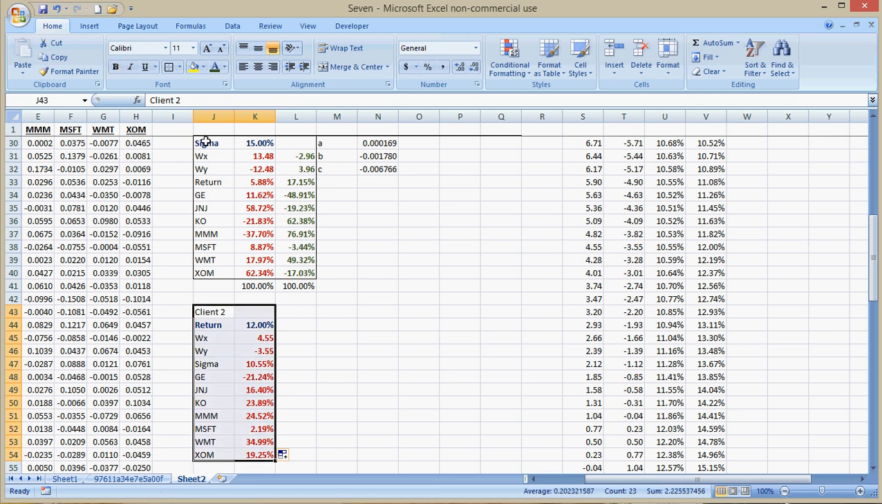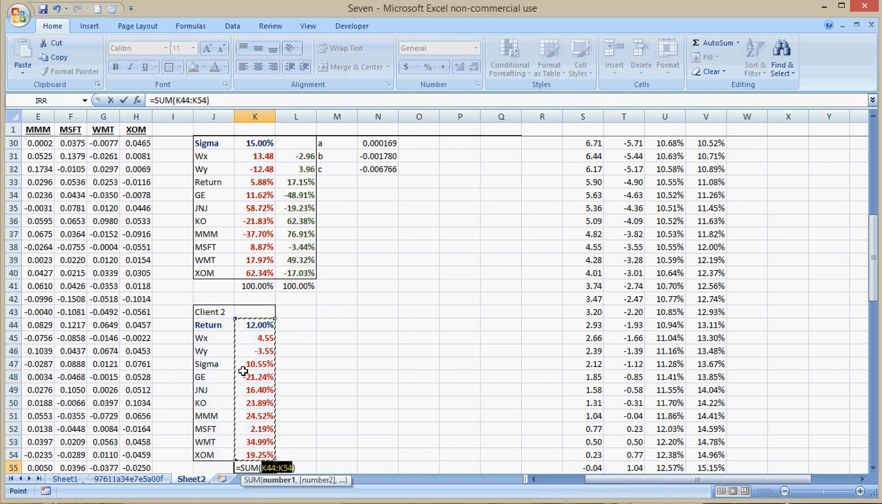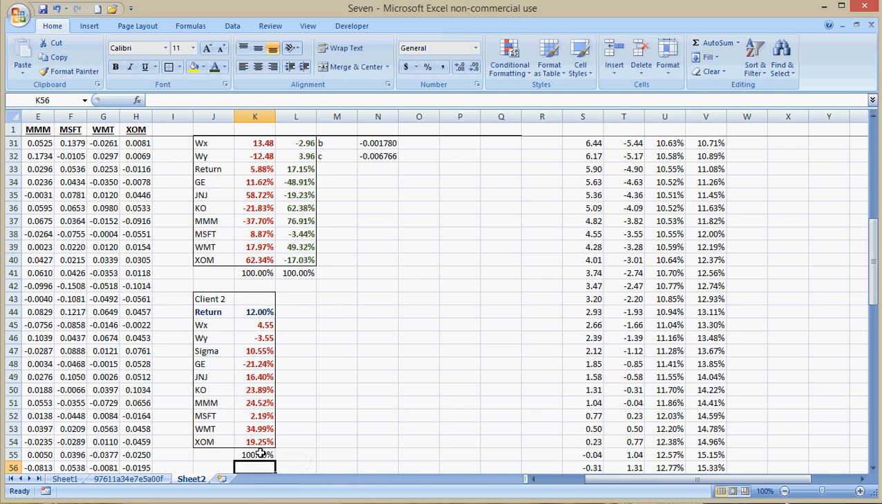Let's put brackets around this. Oops, didn't hit the button right. Put brackets around that. Come down here, Alt equal. Alt equal is going to guess wrong what I want to sum up, so highlight it.